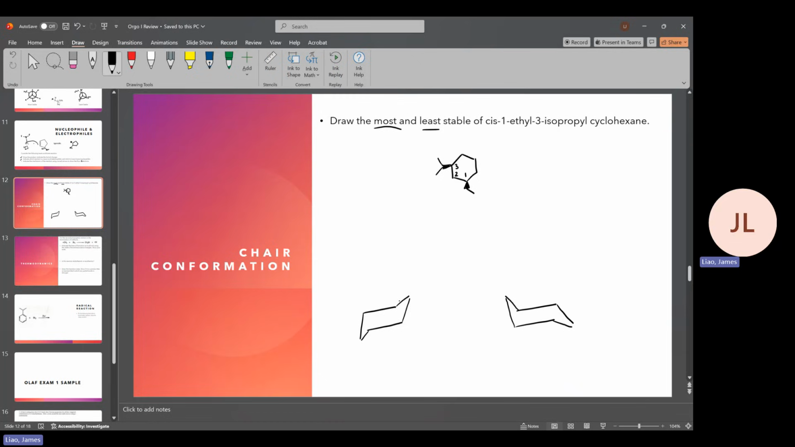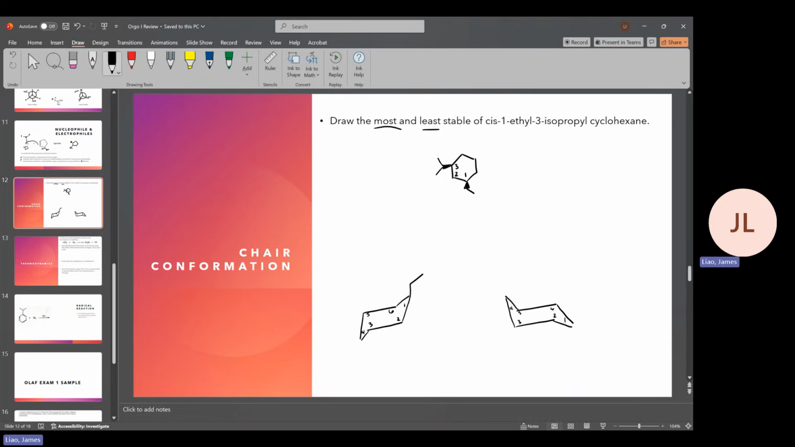So what I'm going to do is put carbon 1 right here, carbon 2 right here, carbon 3, 4, 5, and 6. And then over here, 1, 2, 3, 4, 5, and 6. So let's start with the left one. At carbon 1, we have our ethyl group, so it's going to point upwards. Carbon 2 has nothing, so it's all hydrogens.